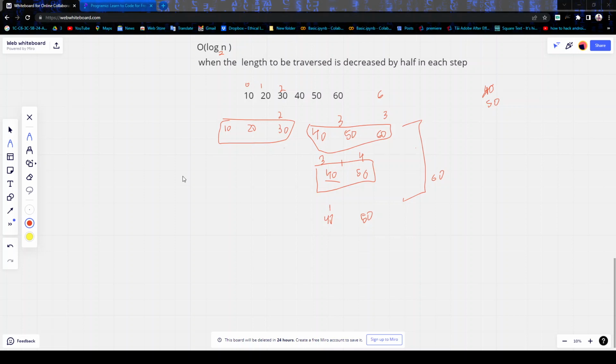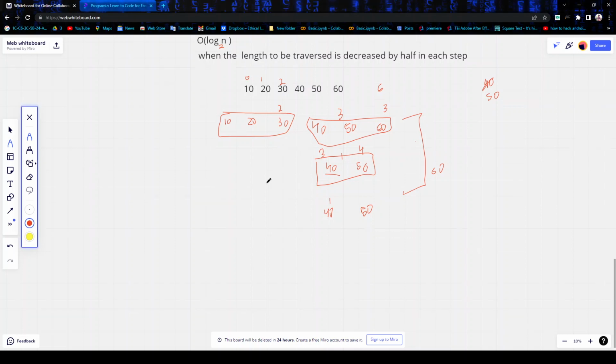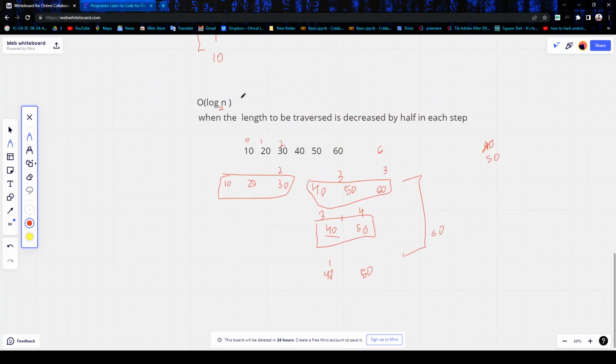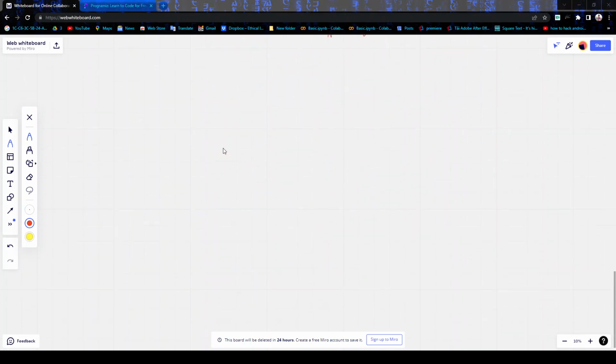First question: whether O of log n is better or O of n is better. I'm asking you which time complexity is less. We want to compare these two time complexities. Let's understand it with an example. Any value I can have, so let me give you an example for that.